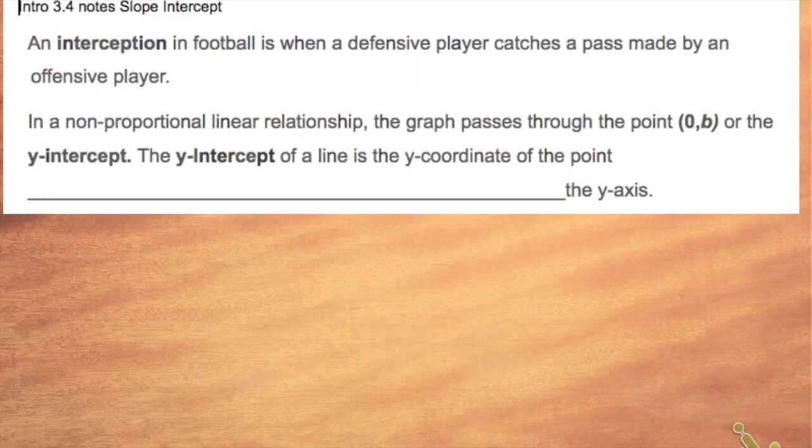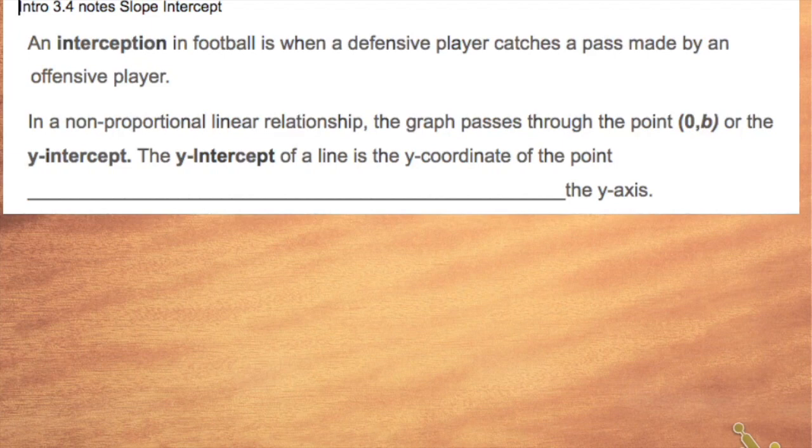Hello, intro students. We're going to take a look at 3-4, which is slope-intercept form of an equation. An interception in football, so most of you are familiar with, is when a defensive player catches a pass made by the offensive player. So the ball is going across and somebody kind of interrupts it. And that word is going to kind of mean the same thing about a line where it crosses something in algebra.